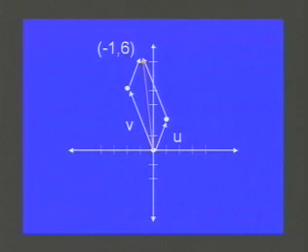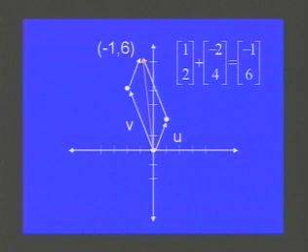Okay, so hey, it worked. That's pretty good news, right? 1, 2 plus negative 2, 4 was equal to negative 1, 6, the vector. And again, the position vector for that would be pointing at negative 1, 6, and it sure does.